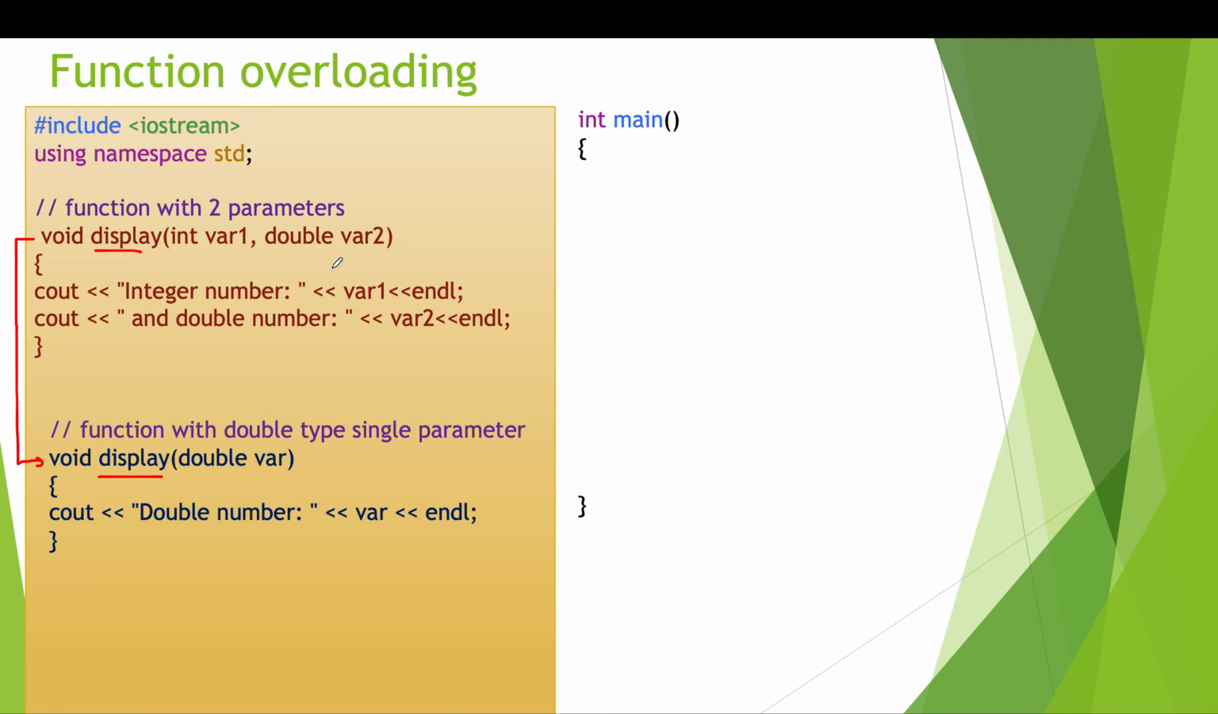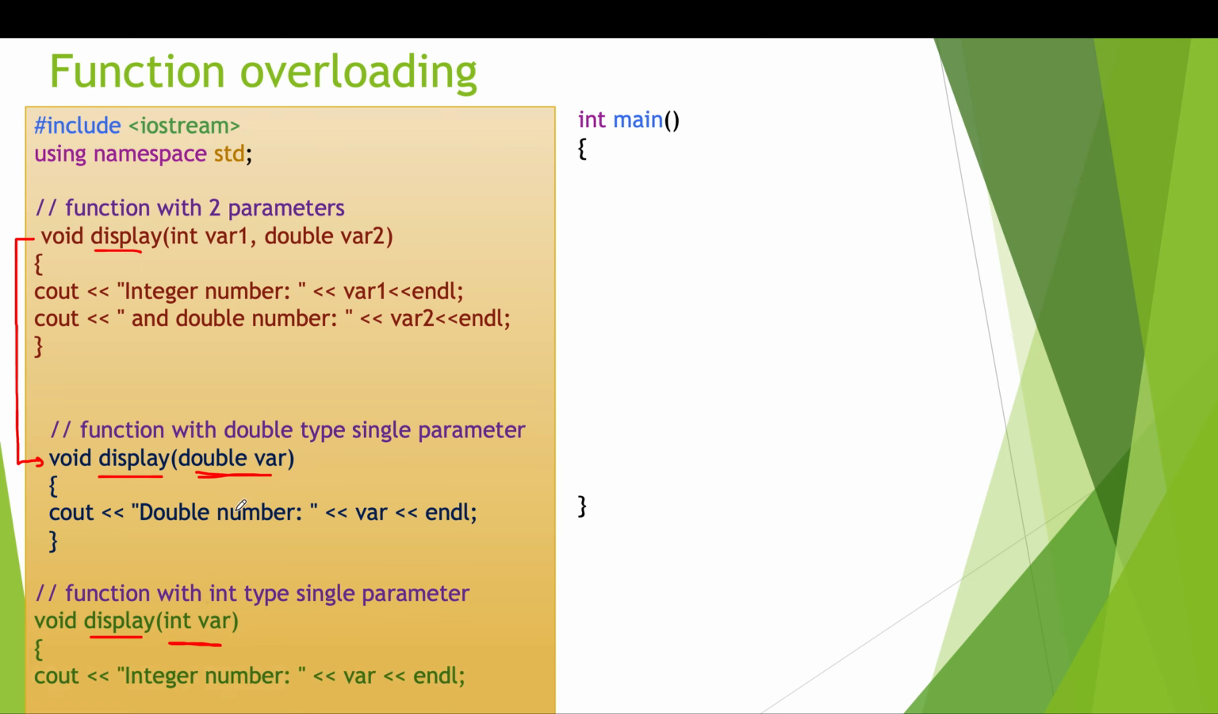So we know that we can overload these functions. Now we'll have one more function. The third function again has the same name and one variable as input. The second function has one double variable as input. The third function has one integer variable as input. Although the number of variables is the same, the data type is different, so we can still overload them.